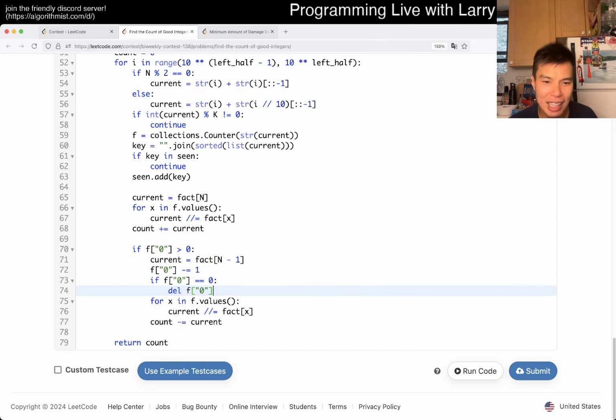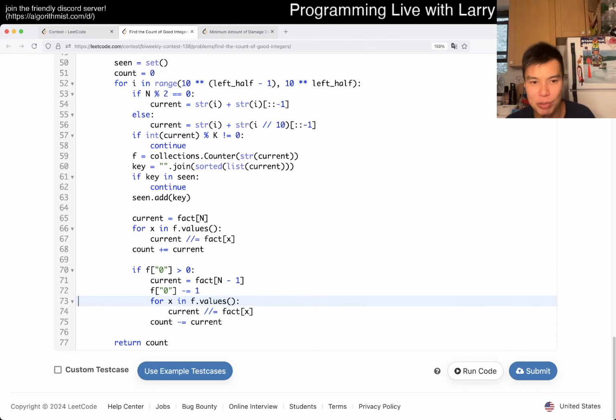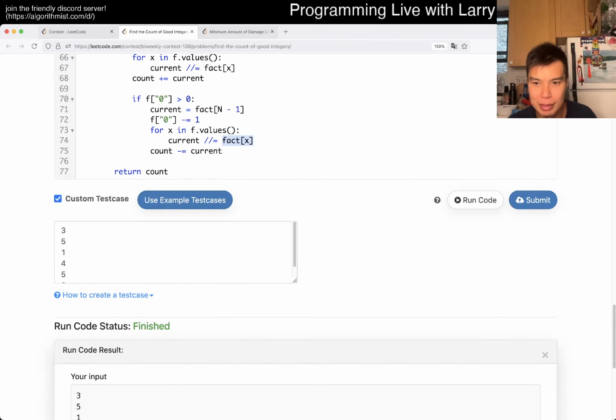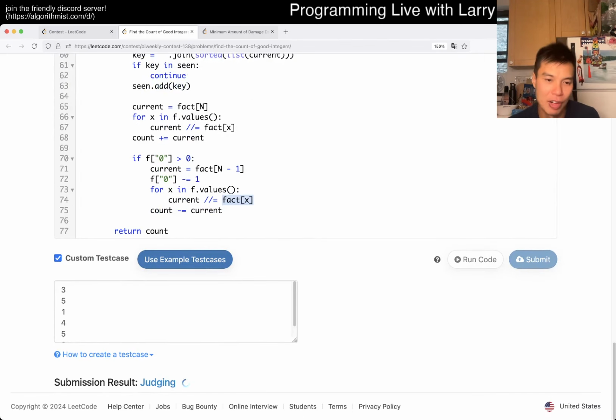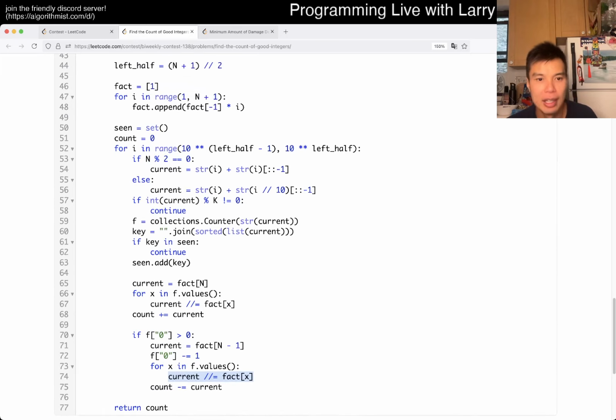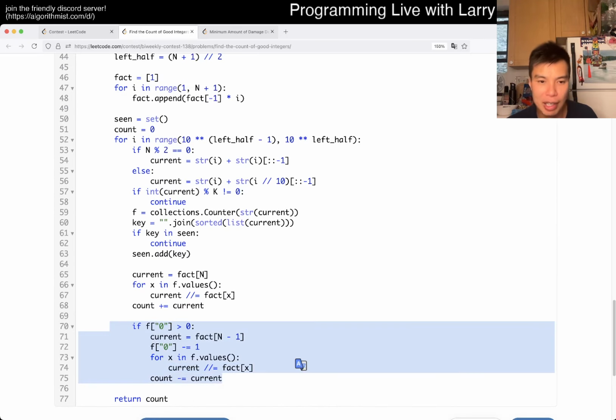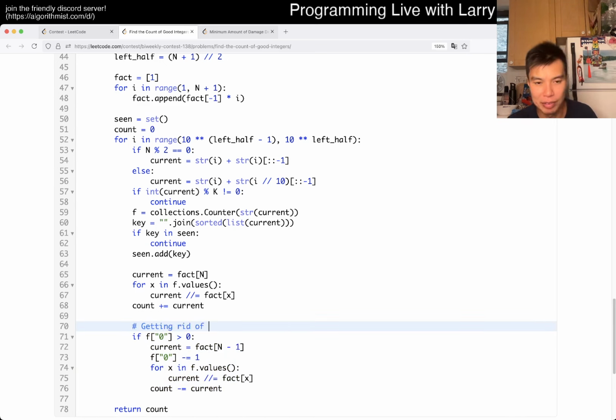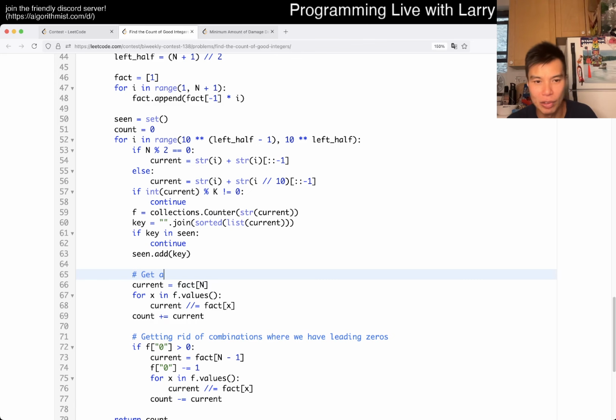And then actually I had this incorrectly before. I had a typo during the contest where I divided by x instead of factorial x, so I had a divisible by 0 error. But yeah, that wasn't even necessary anymore, because 0 factorial is 1, so it shouldn't change anything. But yeah, so that's basically here, getting rid of combinations where we have leading zeros, right? And then here is just get all combinations.